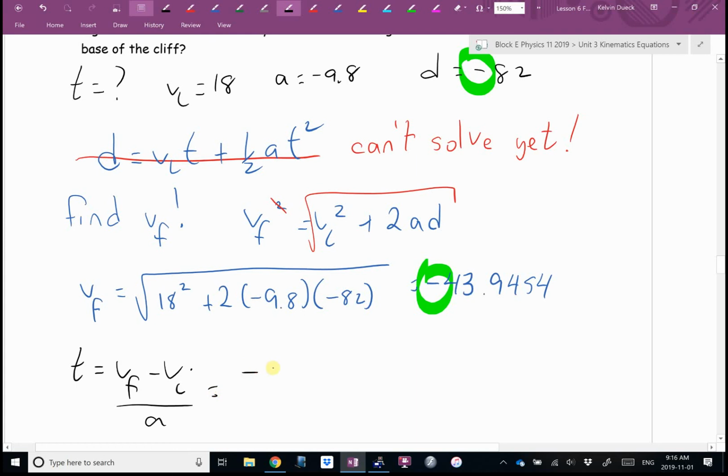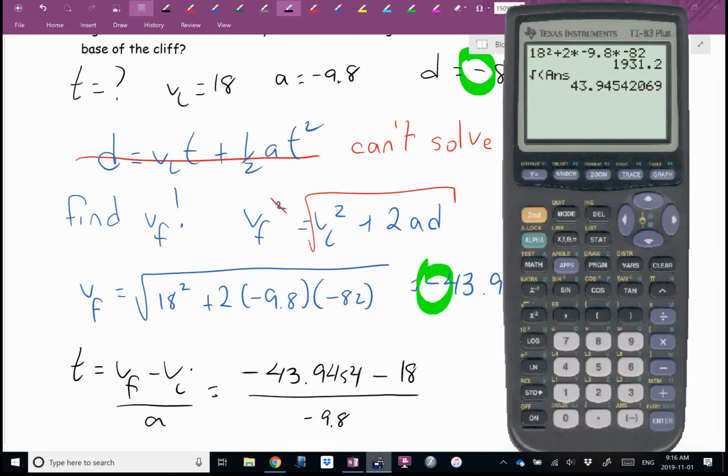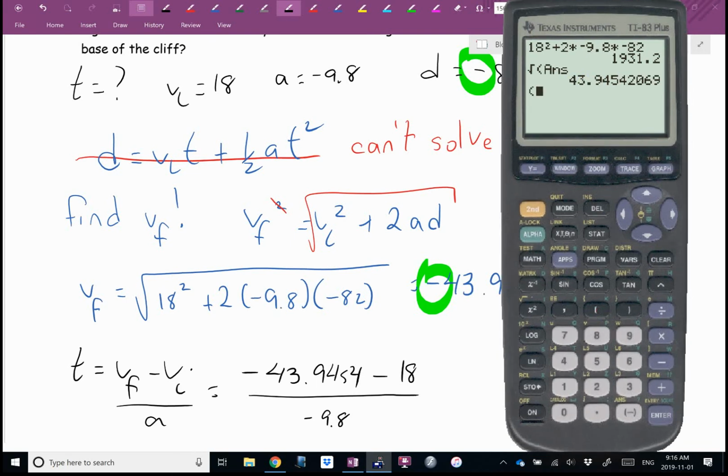So negative, now I'm going to write negative 43.9454. I'm going to use my answer button. Minus 18 all over negative 9.8. Look up, everybody. Bit of a problem because my answer button has a positive 43.94. So bracket, because it's a fraction, negative answer button. I'm just going to go negative answer, minus 18 close bracket divided by negative 9.8. That's our workaround because we don't know the quadratic formula.